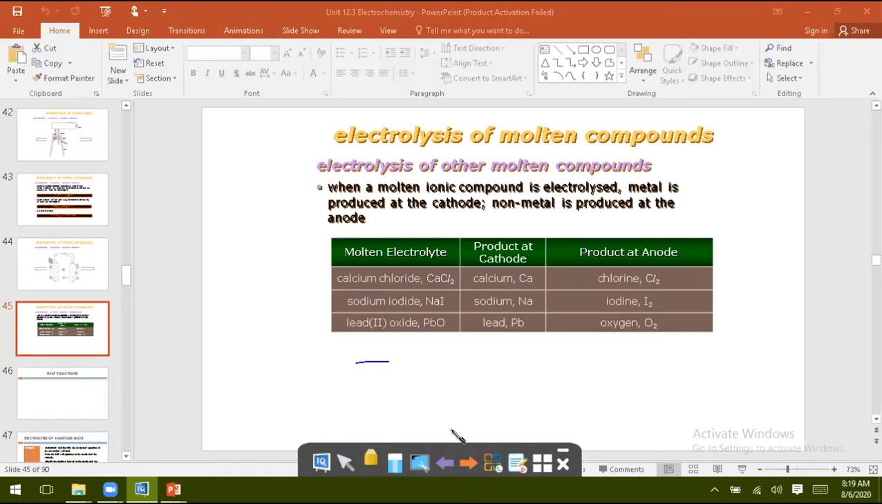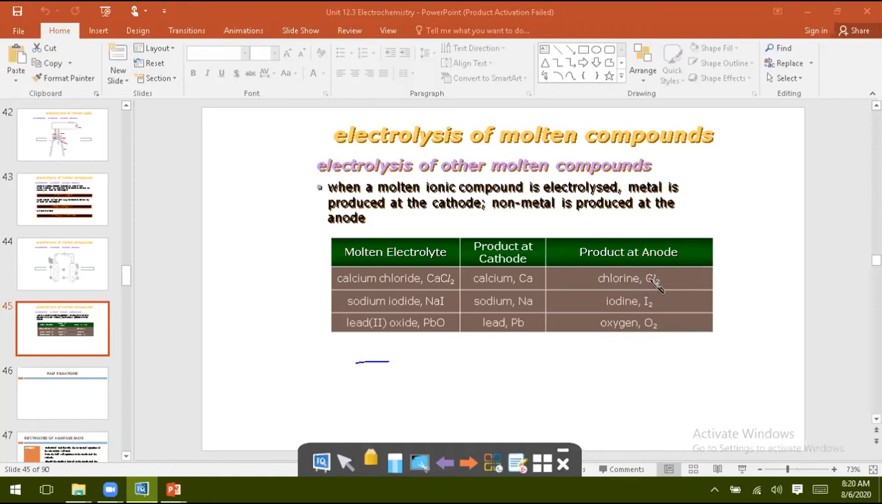So the Ca2+ will move to the cathode and it will form the metal. One of the possible questions in the exam will be to identify the products, like in this table that I've shown. So the product at the cathode for calcium chloride will be calcium metal, and the product at the anode for calcium chloride will be the chlorine gas.